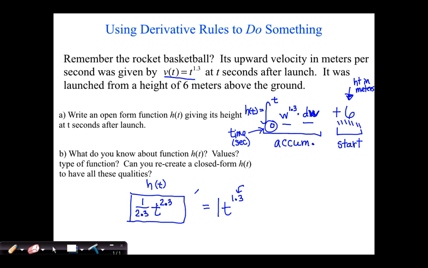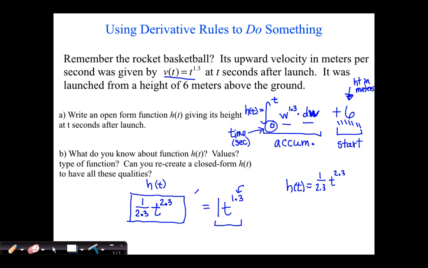I know that h of t's rate of change is given by this, and I know that h of 0 is supposed to be equal to 6. If I say h of t is 1 over 2.3 times t to the 2.3 power, that's not actually h of t, because if you substitute in t equals 0, you don't get 6.